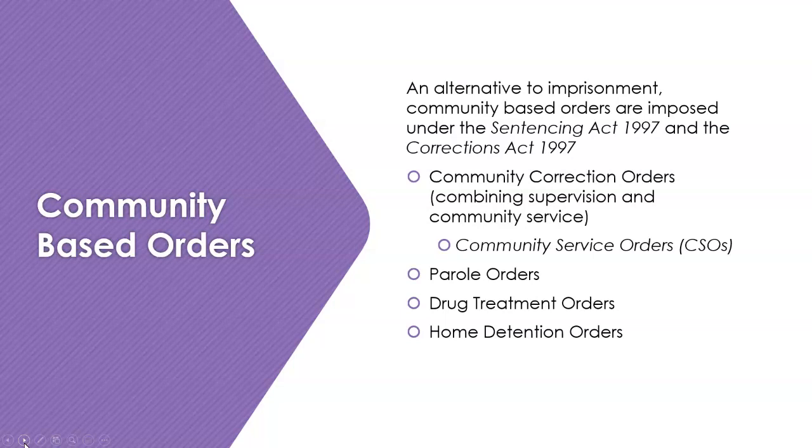And one way in which therapeutic jurisprudence works is through community-based orders. So that can be an alternative to imprisonment that magistrates or judges can sentence someone to. And in Tassie, that's under the Sentencing Act of 1997 and the Corrections Act of 1997 as well. And as part of that, the community corrections orders combine supervision and community service. So that can be the community service orders. But there can also be parole orders, drug treatment orders, and home detention orders as well. So these are other ways in which someone can receive punishment that doesn't involve sending the person to prison.